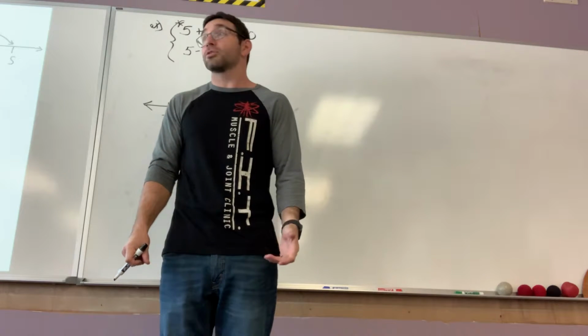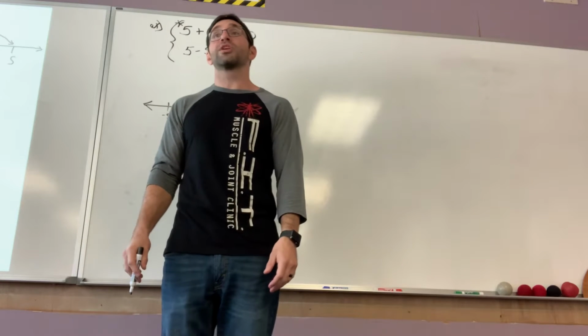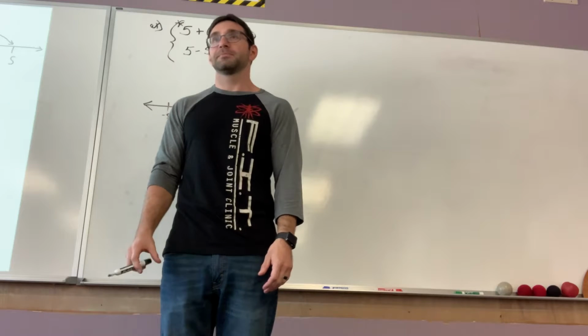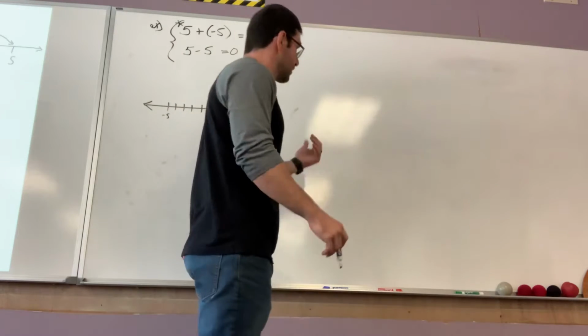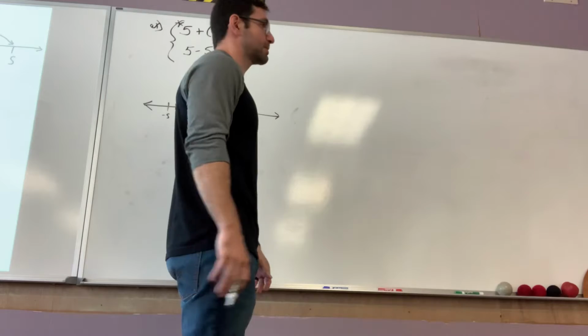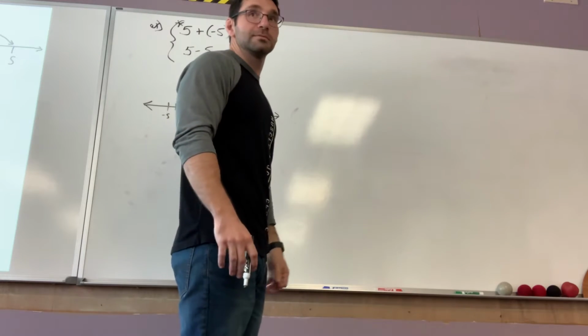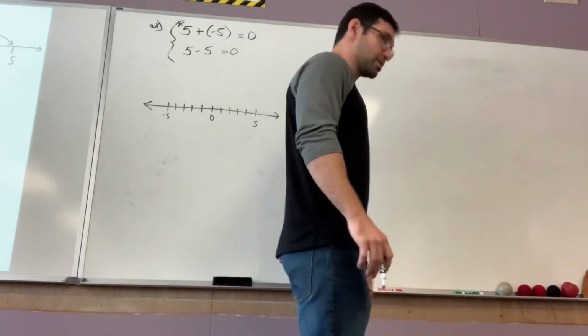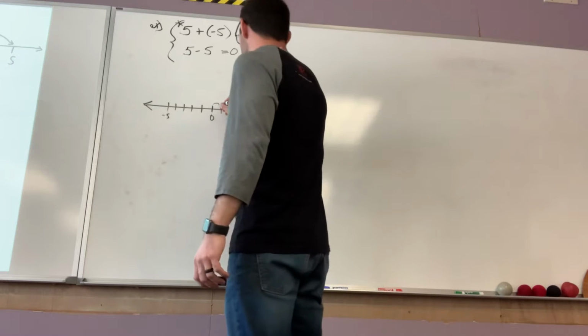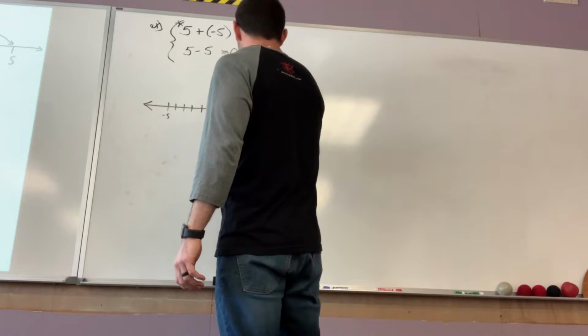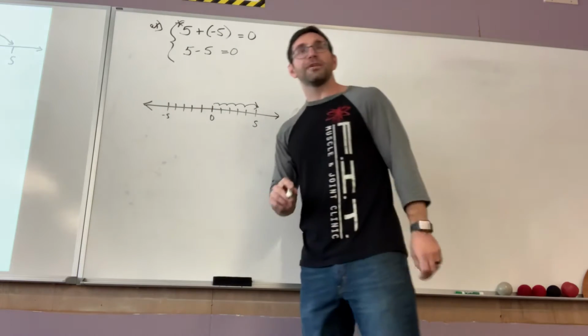Positives and negatives are direction. Positive tells me to go which direction though? Leland? To the right. So my small little guy on the number line now faces to the right. How many am I going, Leland? Yep. So now I go from 0 to 1, 2, 3, 4, 5. So now I'm here at 5.